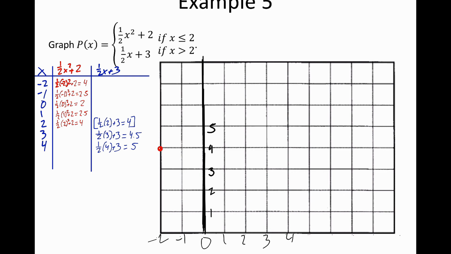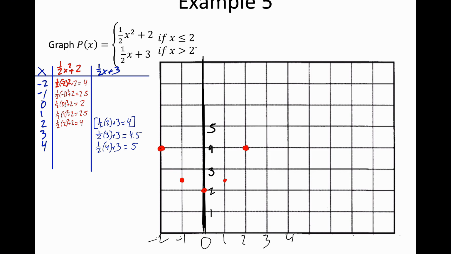So let's put a red dot there. At x equals -1, we're at a height of 2.5, so right about there. At x equals 0, we're at a height of 1. Sorry, I was looking at my other screen. We're at a height of 2. At x equals 1, we're at 2.5. At x equals 2, we're back up at 4. And that's where we transition to the other one.